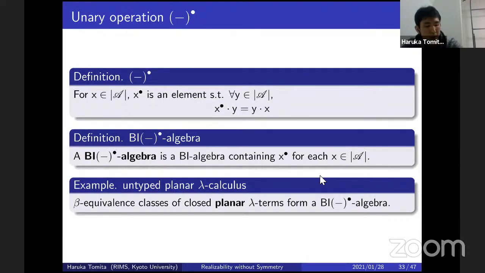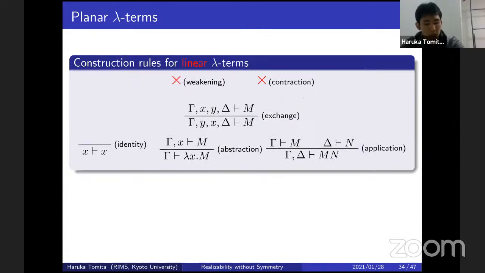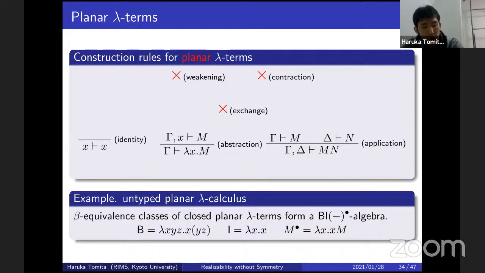Like PCAs and BCI algebras, the BI bullet algebra corresponds to a certain class of lambda calculus. It is the planar lambda calculus. And here are the constructing rules for ordinary lambda calculus. In contrast to the ordinary lambda calculus, the linear lambda calculus eliminates 2 of the term constructing rules, while the planar lambda calculus furthermore eliminates the exchange rule. The planar lambda calculus is a BI bullet algebra. Moreover, the planar lambda calculus has a good correspondence to the BI bullet algebra.